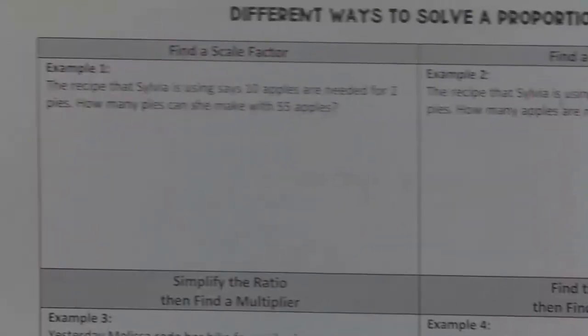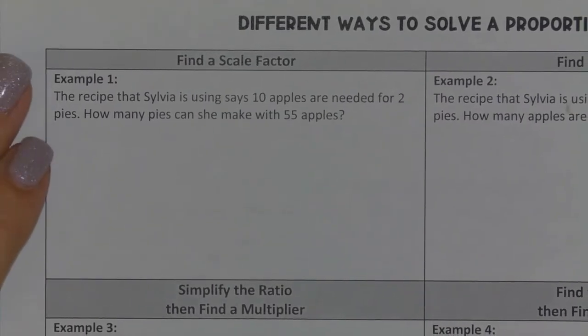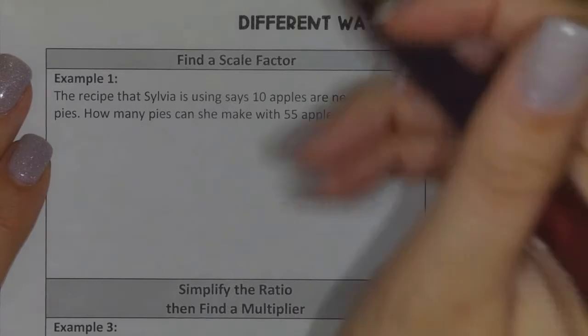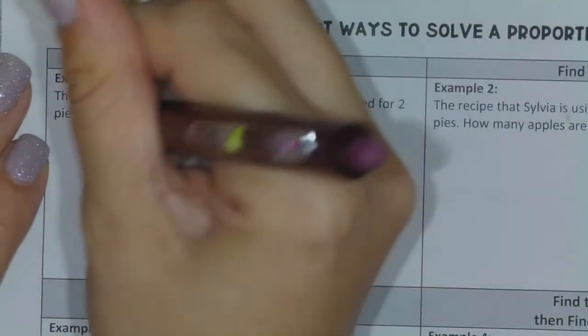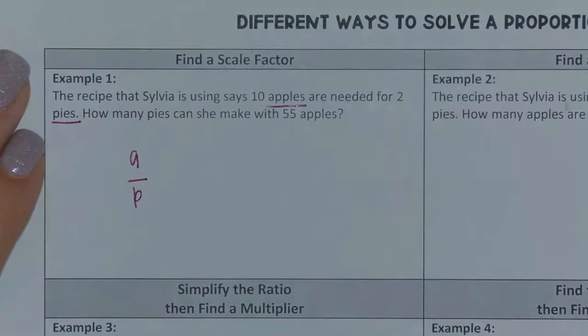All right, going to the back. Now we're going to look at how do we solve this proportion. What are we looking for here? So our problem says that the recipe that Sylvia is using says 10 apples are needed for every 2 pies. How many pies can she make with 55 apples? So again, I'm going to set up my proportion. The two things that I am comparing are apples and pies. So I'm going to do an A for apple, a P for pies.